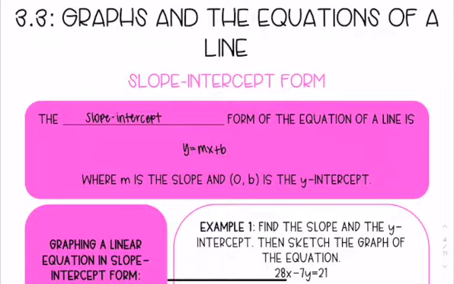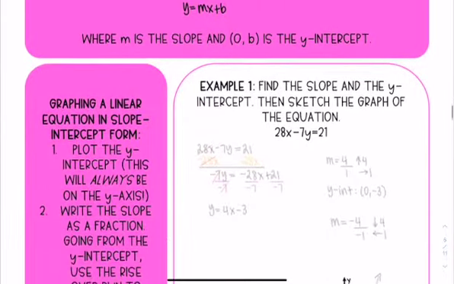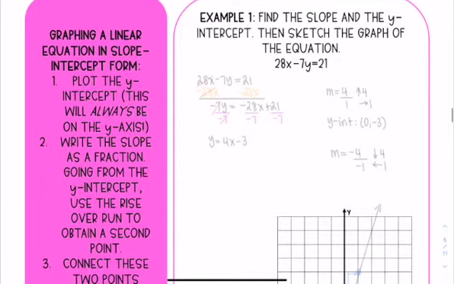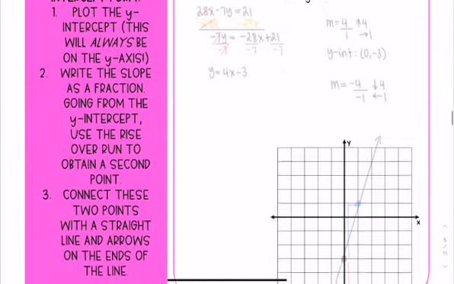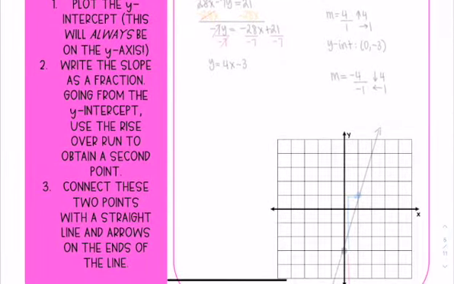So when we graph a linear equation in slope-intercept form, the first thing we do is plot the y-intercept. Then we're going to write the slope as a fraction, and going from the y-intercept, we'll use the rise over run to obtain a second point. Once we have the 2 points, we can connect these with a straight line and put arrows at the ends of the line.